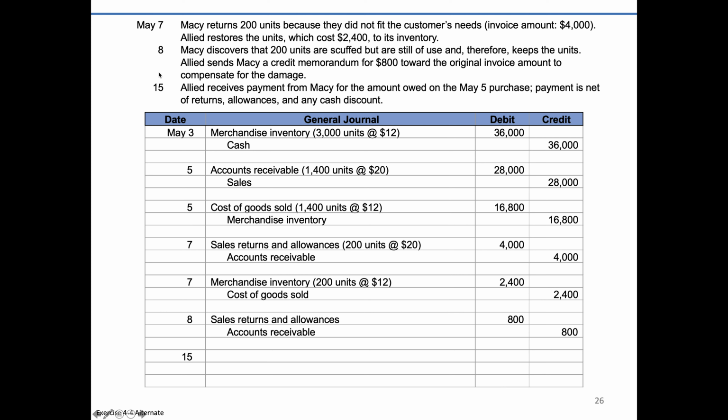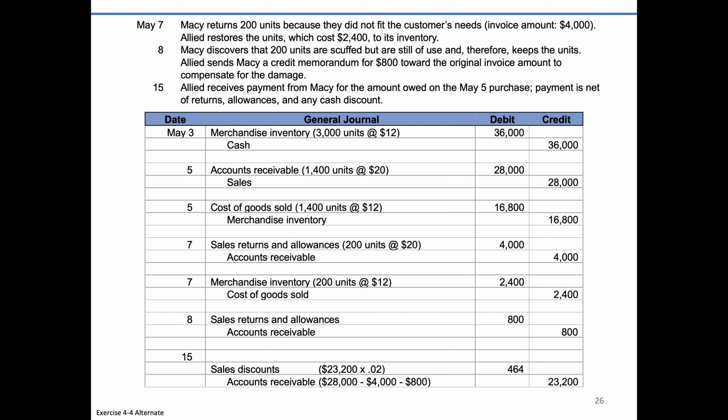Finally, the May 15th transaction. Allied receives payment from Macy for the amount owed on the May the 5th purchase. Payment is net of returns, allowances, and any cash discount. So we take the $28,000 minus the $4,000 that was returned, minus the $800 allowance, and that means the account receivable balance then is $23,200. Now they're paying that $23,200 before the discount expires, so they're going to receive a 2% discount. So $23,200 times 2% means they have a savings or a sales discount of $464.